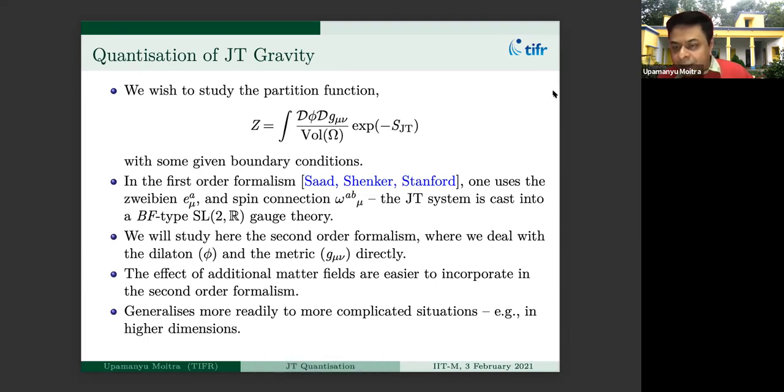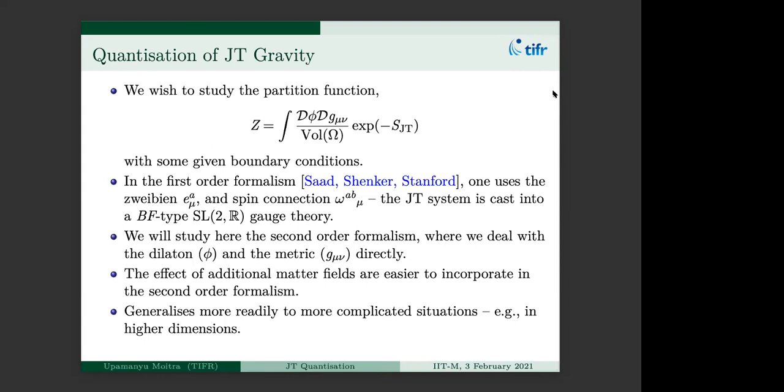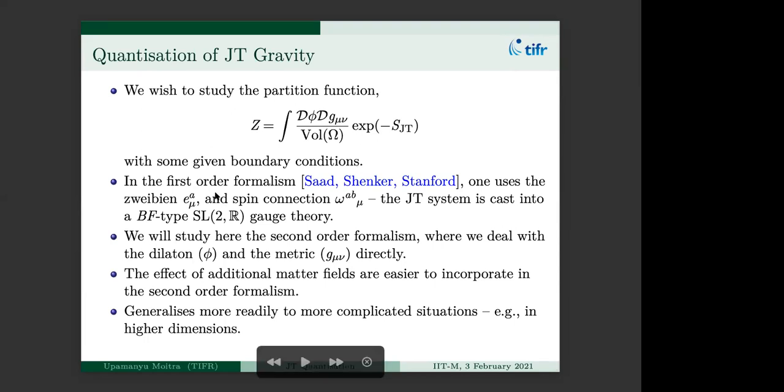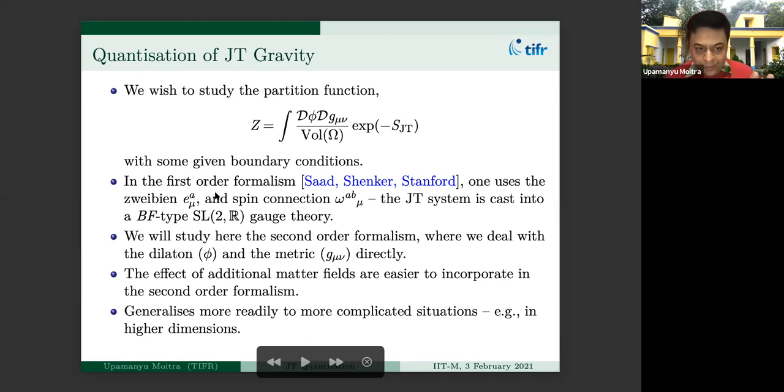There's a question by Manisha. Yes? Yeah, I don't know much about this, so can you please tell me what is the difference? What is exactly the first order formalism and the second order formalism? Yeah, the first order formalism. In the first order formalism, you do not use the metric directly. Instead of the metric, you use what in two dimensions I'm calling Zweibein, which is the Vierbein, if you are familiar with the Vierbein formalism of general relativity, and the spin connection.